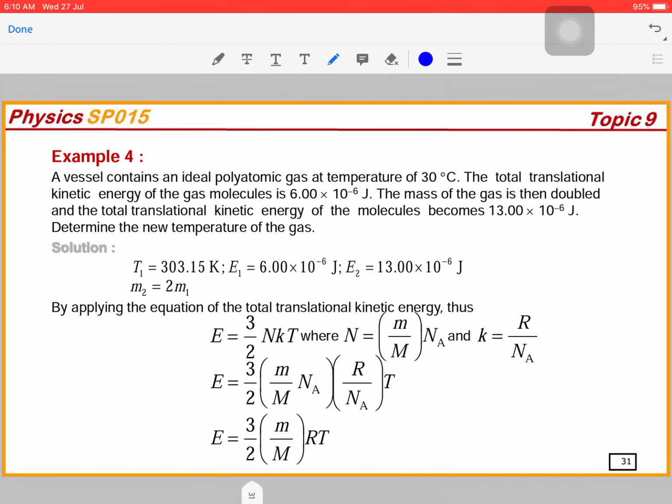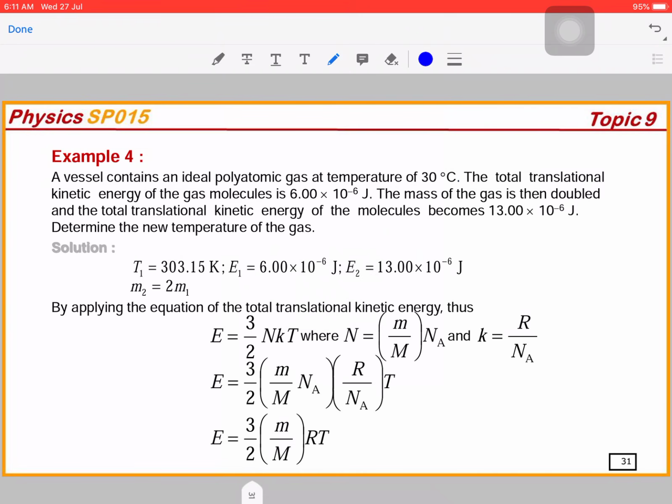Next, example number 4. A vessel contains an ideal polyatomic gas at a temperature of 30 degrees Celsius. The total translational kinetic energy of the gas molecules is 6 times 10 to the power of negative 6 joule. The mass of the gas is then doubled and the total translational kinetic energy of the molecules becomes 13 times 10 to the power of negative 6 joule. Determine the new temperature of the gas. Okay, so it wants you to find the new temperature.